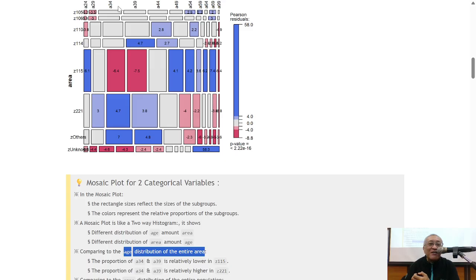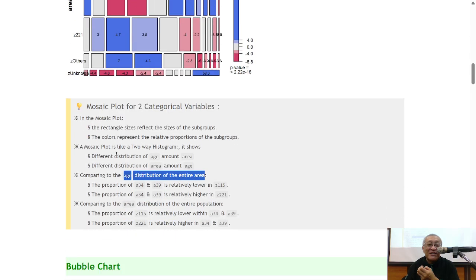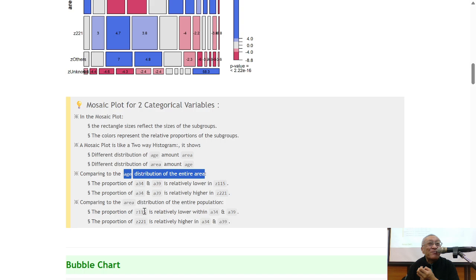A34 customer has a higher probability to live in 221 and the others, okay? And they have a relative lower probability to live in Z115 and the unknown, right? Okay, you can also read it in this direction as I have mentioned here.